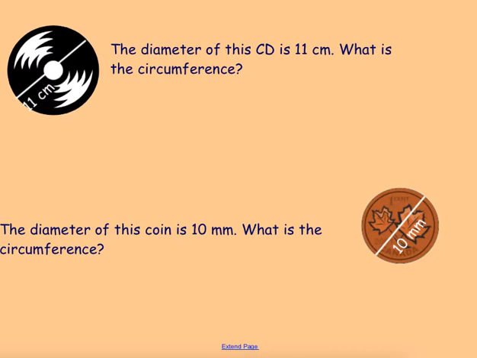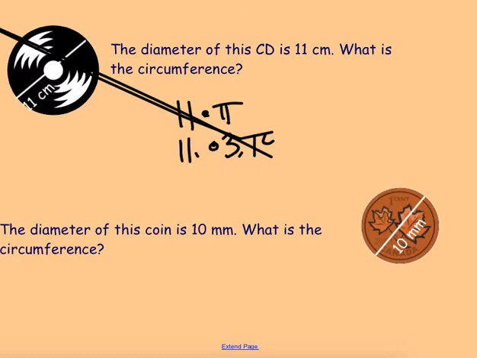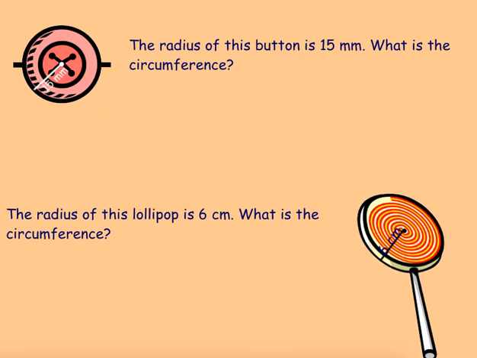The diameter of the CD is 11. So what is its circumference? I can do 11 times pi, or 11 times 3.14. The diameter of the cone is 10 millimeters, so I'm going to do my pi times 10 and go from there. I'm just plugging it into my formula.